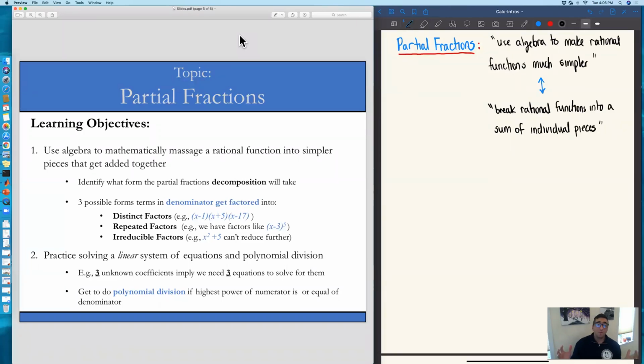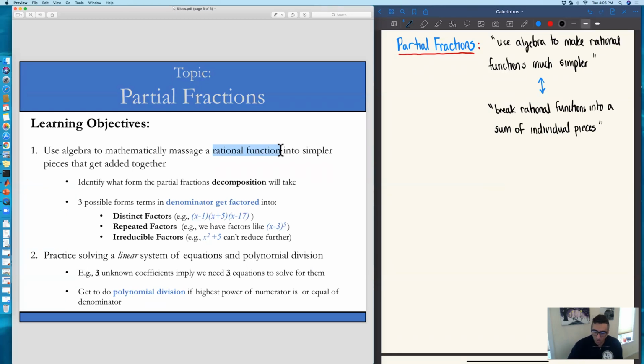Hi class, so today what we're going to talk about is what's known as partial fractions decomposition. And again, this is going to help us do some integration problems, but the big idea here is partial fractions decomposition is not in and of itself an integration technique. It's actually an algebraic technique to help us break rational functions into summations of simpler pieces. Now that might sound a little weird or a little confusing, so let's break this apart.